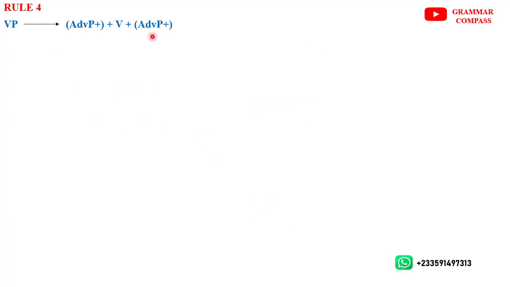In rule number 4, you can be given a verb phrase that consists of an adverb phrase, which is one or more, and then your verb head, and another adverb phrase, which is one or more, serving as a qualifier. All that we are saying is that you can be given a verb phrase where the verb head is modified by more than one adverb phrase, and at the same time it is also qualified by more than one adverb phrase. Pause the video and try to write down an example verb phrase of this structure.